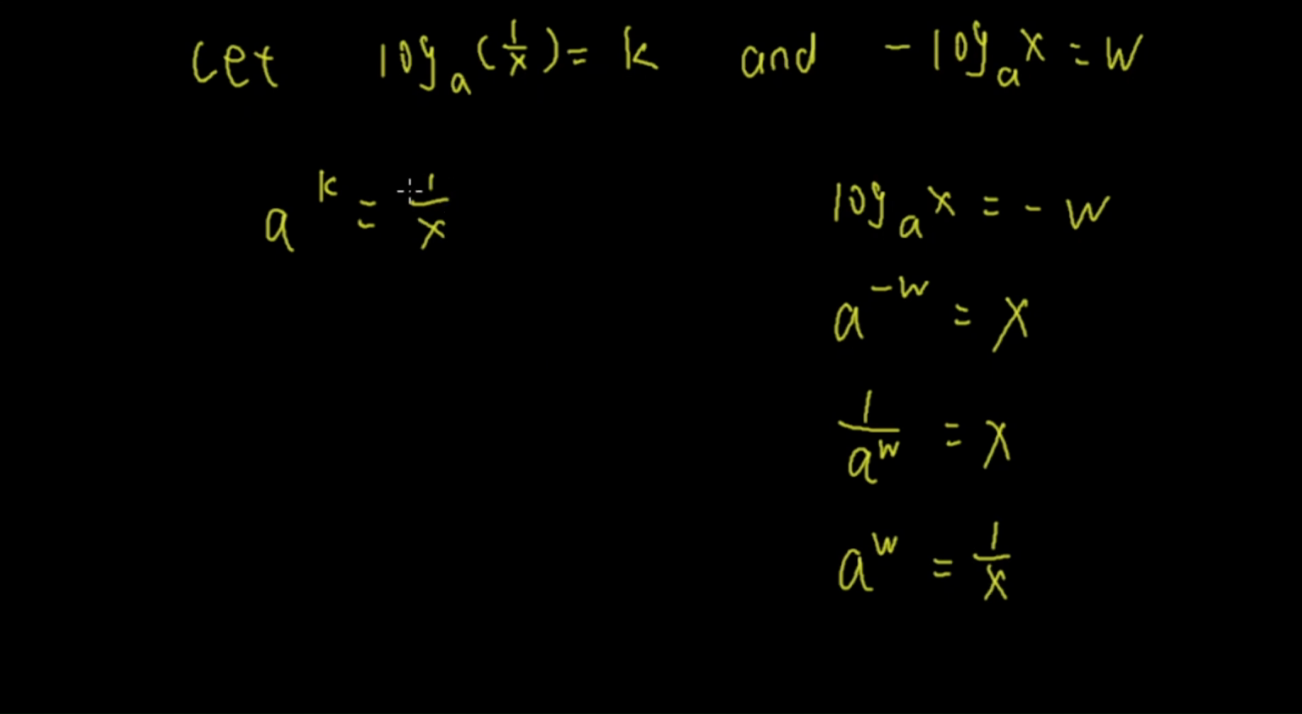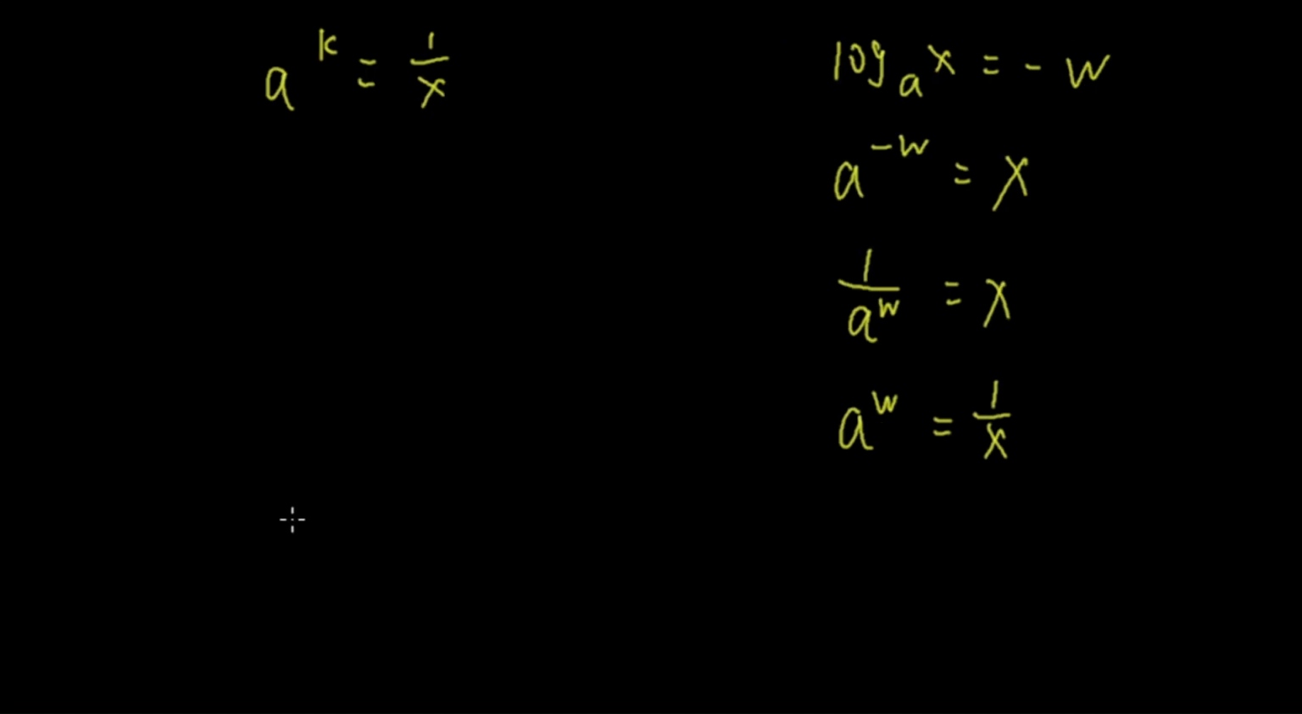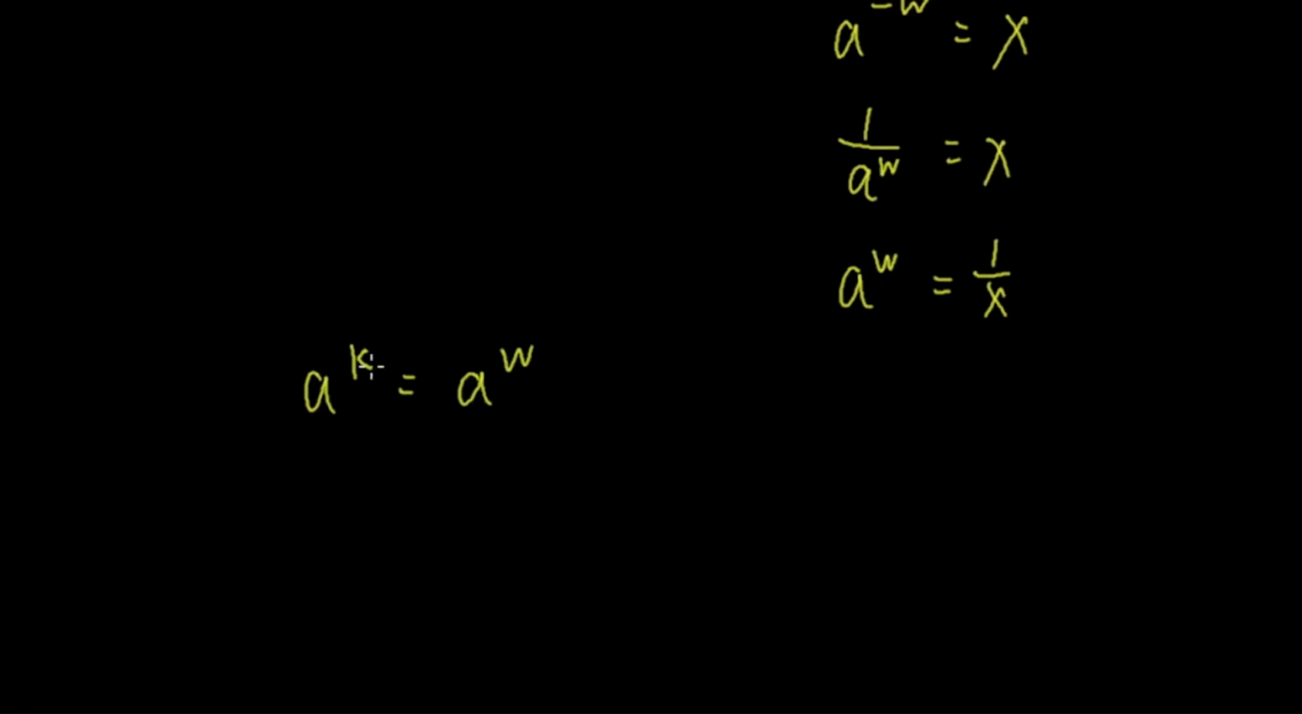Now, this is 1 over x, this is 1 over x. That means a to the power of k equals a to the power of w. So we can say that a to the power of k is equal to a to the power of w. That means k is equal to w.